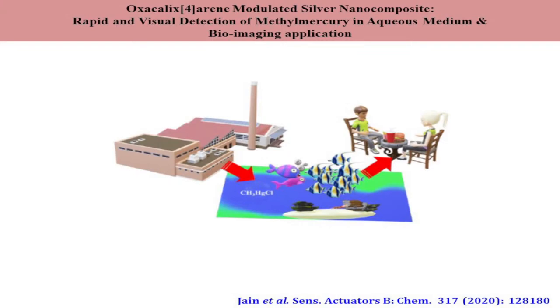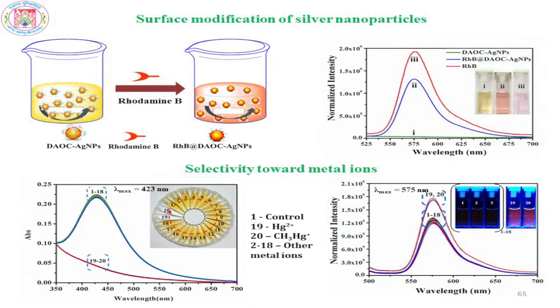This is the SPR band of this. Now this is the absorbance of calyx protected nanoparticles. What we have done: to the calyx protected nanoparticles, we added rhodamine B, and it becomes fluorescent. These silver nanoparticles were not fluorescent in nature, they just showed their SPR band, but when we add rhodamine B, it becomes fluorescent in nature. This is the absorption spectra, and this is the fluorescence spectra.